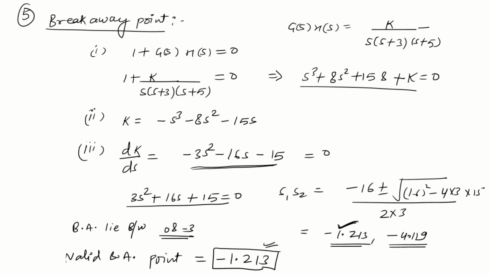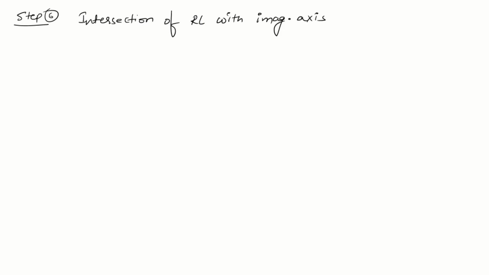Okay, so next let's move to the next step. The next step is intersection with imaginary axis of root locus. So this is step number 6. Step 6, the intersection of root locus with imaginary axis. Now to calculate the intersection points of root locus with imaginary axis, we discussed these steps.